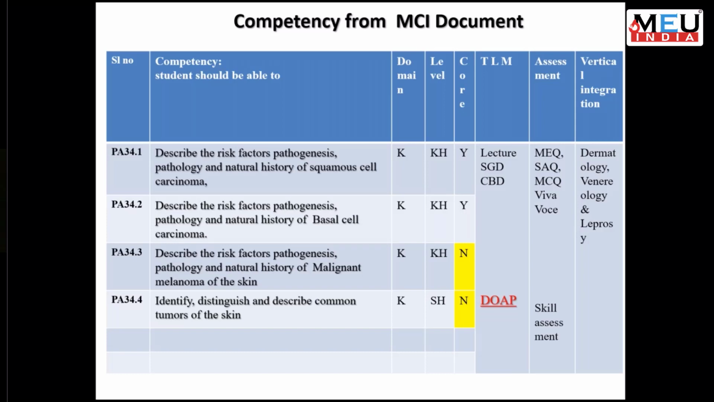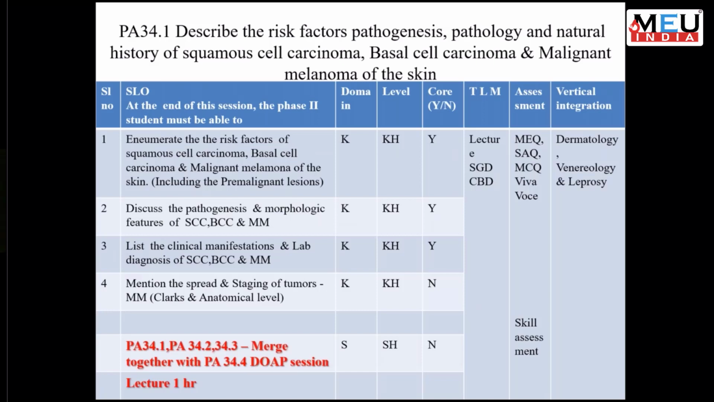So I'll be going in detail. Pathology 34.1: describe the risk factors, pathogenesis, pathology, nature, and histology of squamous cell carcinoma, basal cell carcinoma, and malignant melanoma of the skin. The SLO at the end of this session: the second MBBS student must be able to enumerate the risk factors of squamous cell carcinoma, basal cell carcinoma, and malignant melanoma of the skin, including all the pre-malignant conditions of the skin. Discuss the pathogenesis and morphological features of squamous cell carcinoma, basal cell carcinoma, and malignant melanoma.